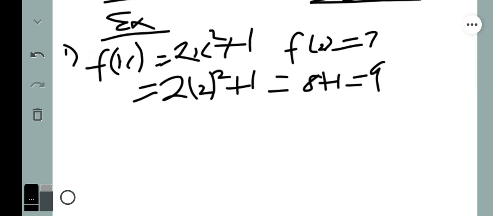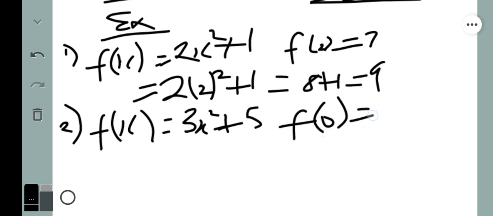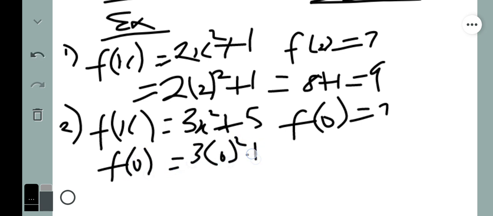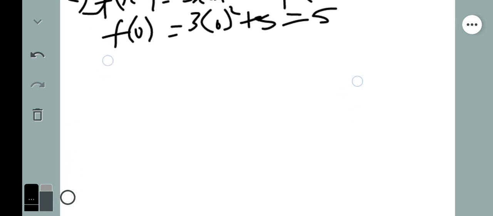Let's give another example. Let's say you have f of x equals 3x squared plus 5, and you find f of 0. So what is f of 0 in this case? Anywhere we see x, we put 0. So you have 3 multiplied by 0 squared plus 5, which will give us 5. Do you get the logic in this problem now? It's very simple and it's not difficult to understand.